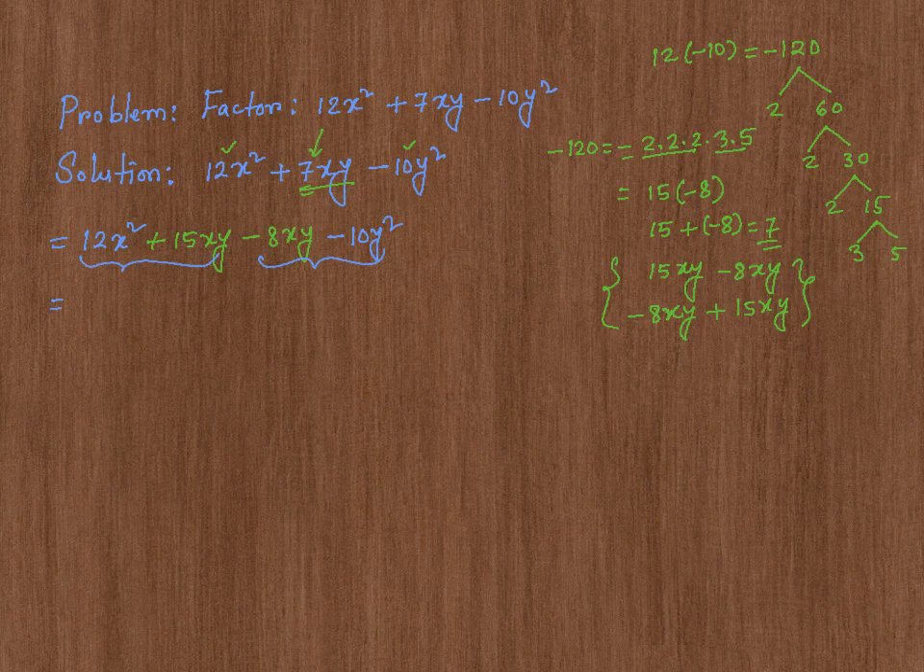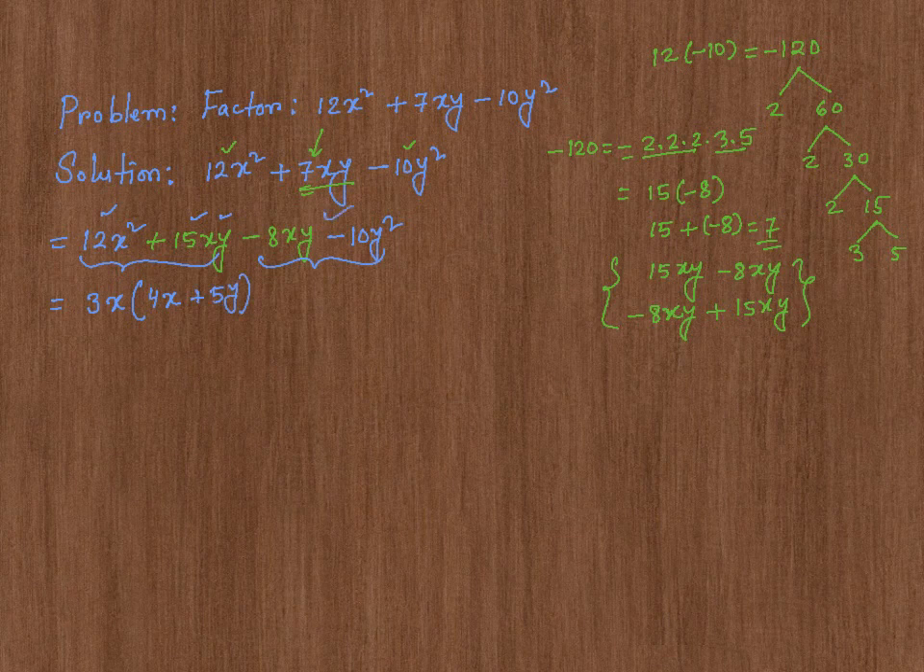In the first two, what can I factor out? 3 goes into 12, 3 goes into 15, so it's going to be 3x squared, and you have an x here, so you could factor out 3x. 12x squared divided by 3x is going to be, by the way, 4x. Then 15xy divided by 3x is going to be 5y.